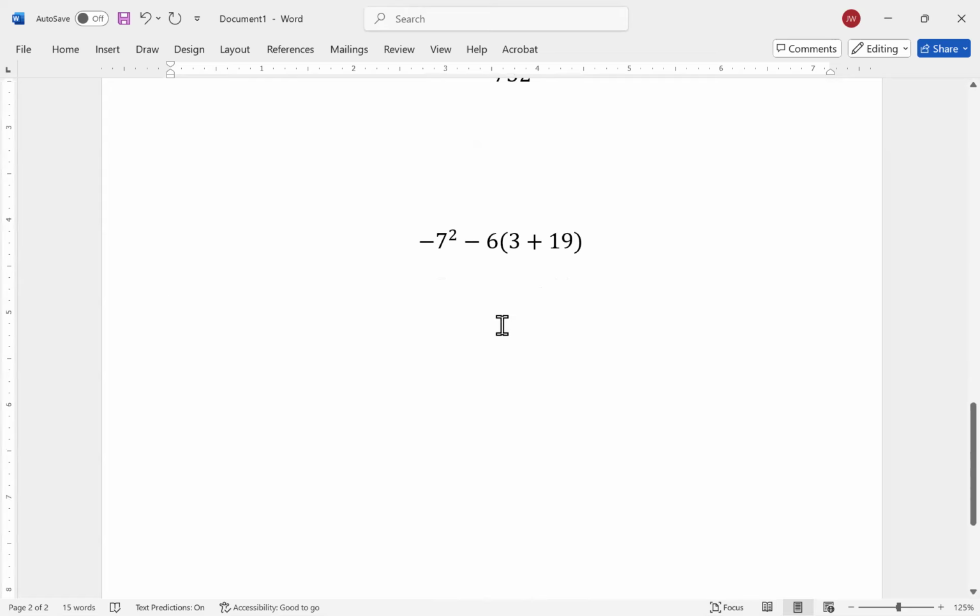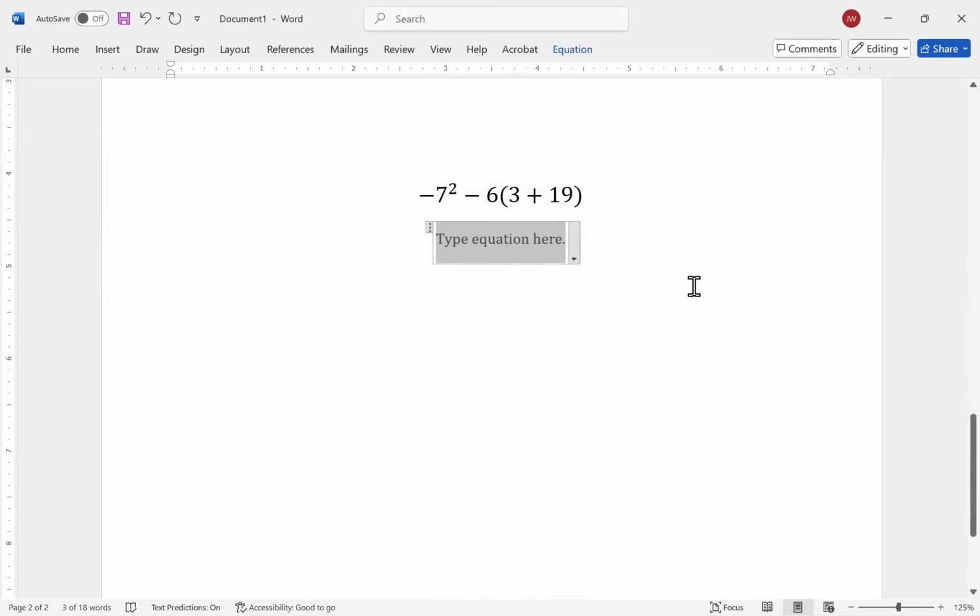Let's take a look at this expression. We have negative 7 squared minus 6 times the quantity 3 plus 19. The first thing I would do, let me hit equal just so we know that expression. The first thing that I would do is simplify what's on the inside of this parentheses. 3 plus 19 is equal to 22.